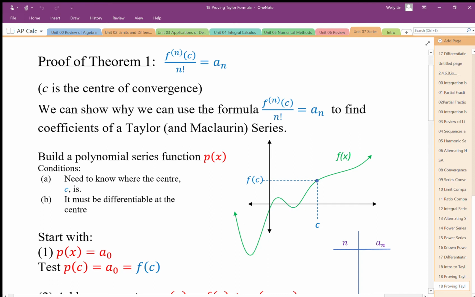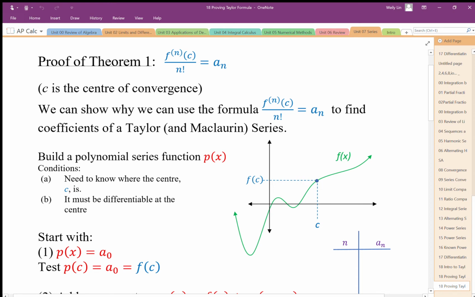So there are some conditions to be able to do this. We need to know where the center of this function is. We need basically a starting point, so we need to know the center point. That has to be a known coordinate. And secondly, f of x must be differentiable at the center. So we must be able to get the derivative and multiple derivatives at the center there.